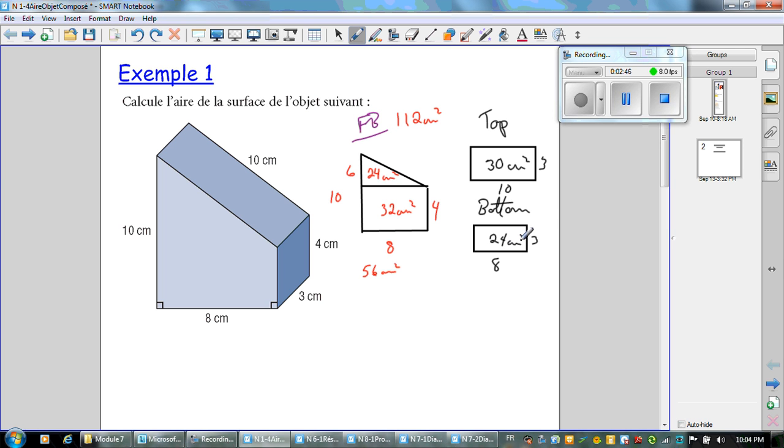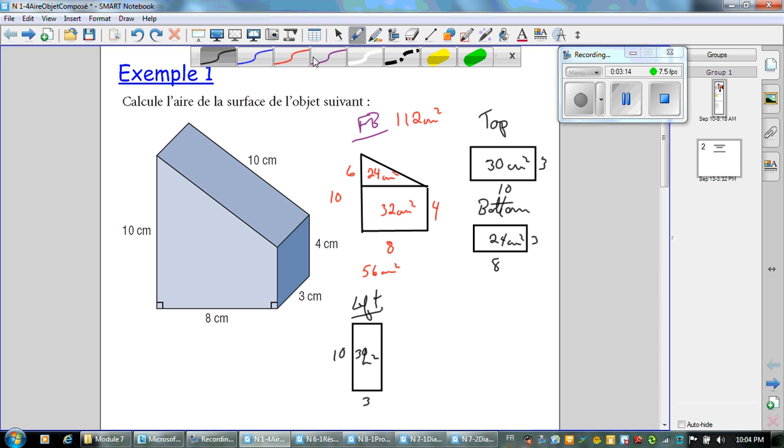So we couldn't do those together and then double it like in the previous section. The same could be said about the left side and the right side. We have to do them separately. So if I take a look at the left side, it is also a rectangle, but it has dimensions of 10 high and a base of 3, which would make it 30 centimeters squared. While the right side is a smaller rectangle right here.